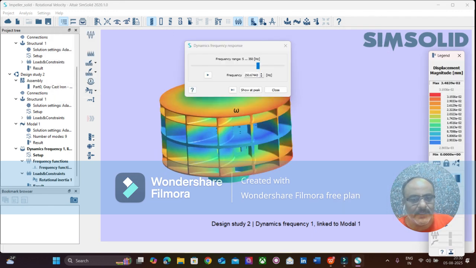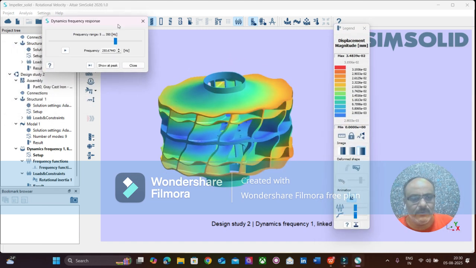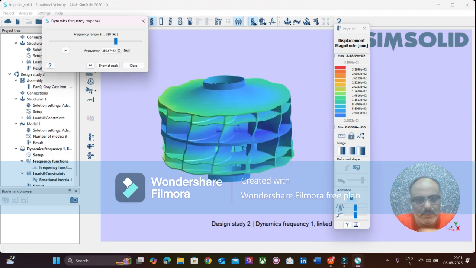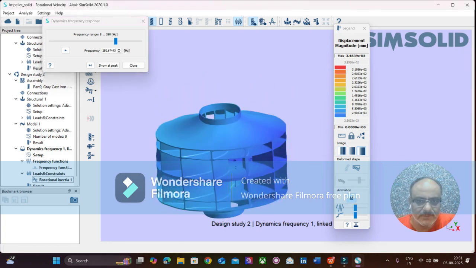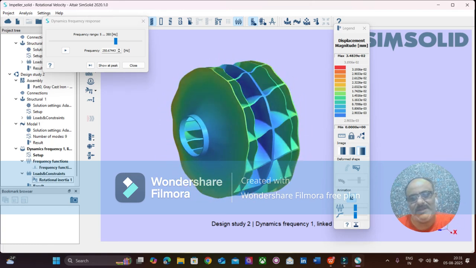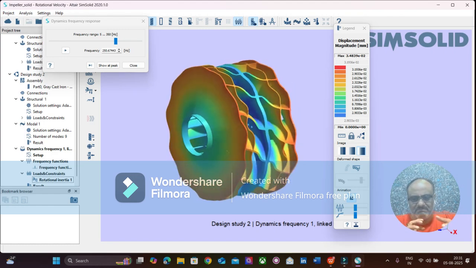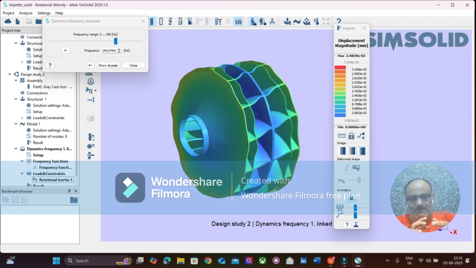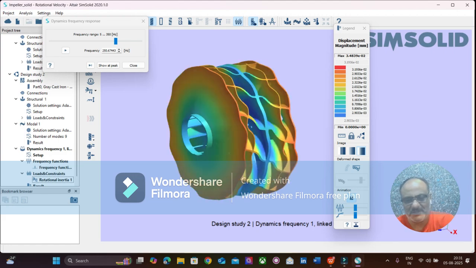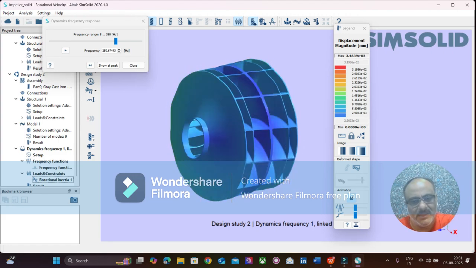So this is how you will find the vibration happening on the impeller. This being a cyclic symmetrical structure, from the center, since it is bolted to the shaft, it is trying to agitate the impeller in either direction. That is what you see here. This is how it's going to be agitated.